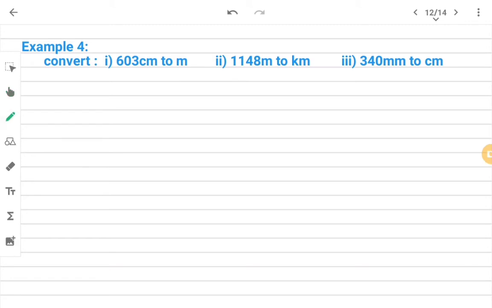For that we know that 100 centimeter is equal to 1 meter. Shall I write it in reverse order? That is 100 centimeter is equal to 1 meter. For the first subdivision, 100 centimeter is equal to 1 meter. And here they given 603 centimeter. So 603 centimeter is equal to, what we have to do? You have to divide it, right? That is 603 divided by 100.